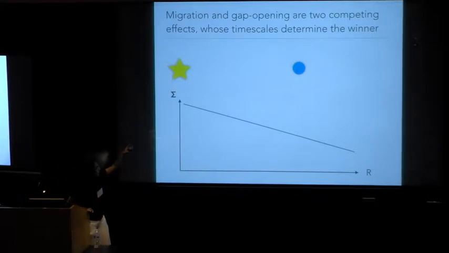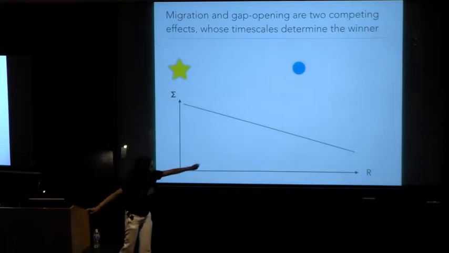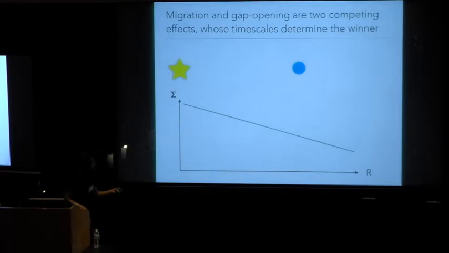So here's my schematic diagram of the planet in a disk. This is the surface density. And what you have is that when the planet is embedded in the disk, it's trying to carve out a gap. So this is my little gap that it's carving out. But at the same time, it's also migrating, so it's moving inwards in the disk.